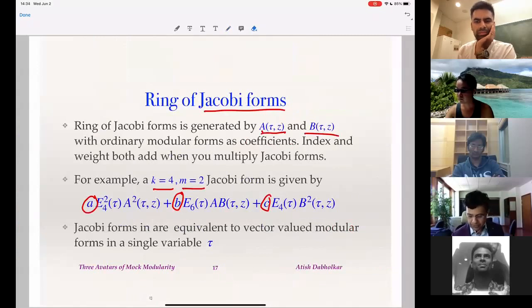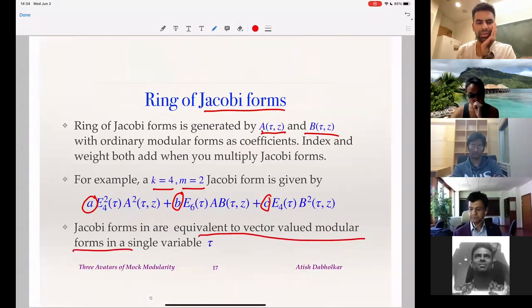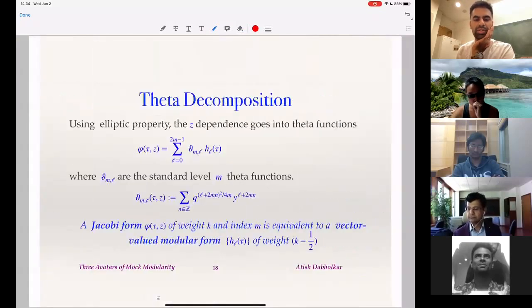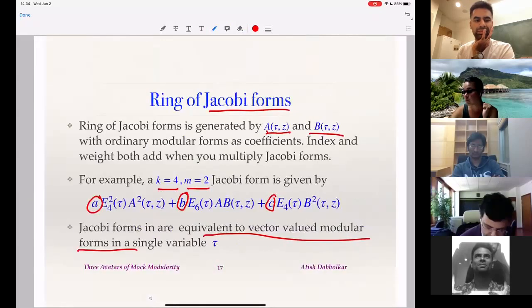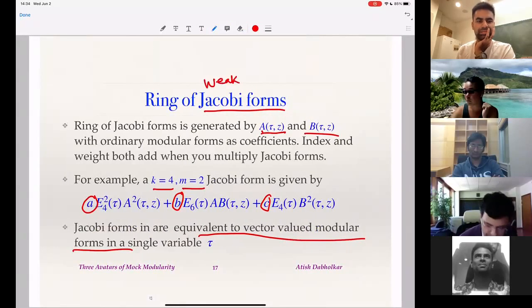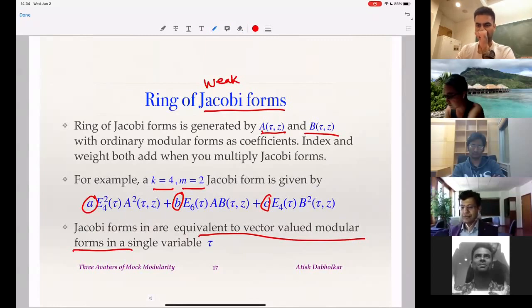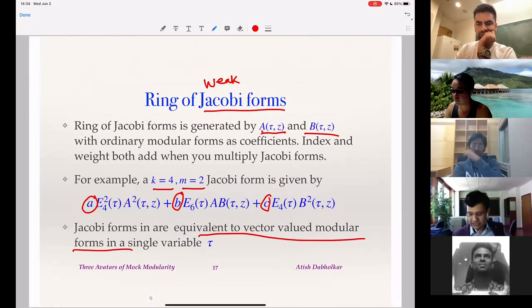Now, one important property of Jacobi forms is that they are equivalent to vector valued modular forms. Question. Yes. Here we say ring of Jacobi forms. Do you mean ring of weak Jacobi forms? Sorry, ring of weak Jacobi forms. Yeah, I have been a bit sloppy. There are some growth conditions that we have to worry about, and you can say that it grows so fast or not so fast. So this can be a weak Jacobi form, it can be a holomorphic Jacobi form, depending on the growth condition. So thank you, actually, that's an important comment.